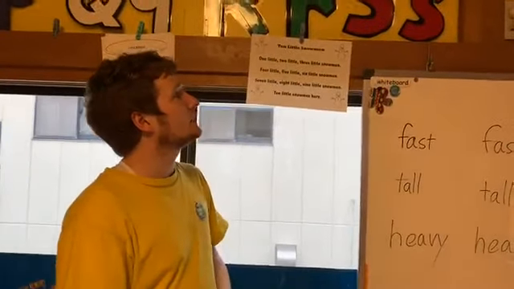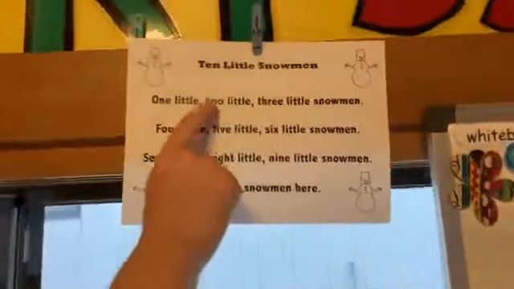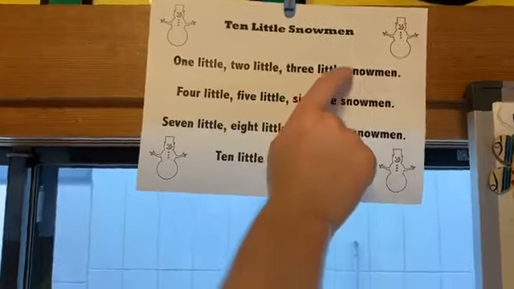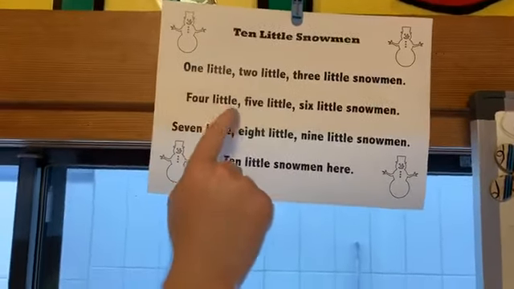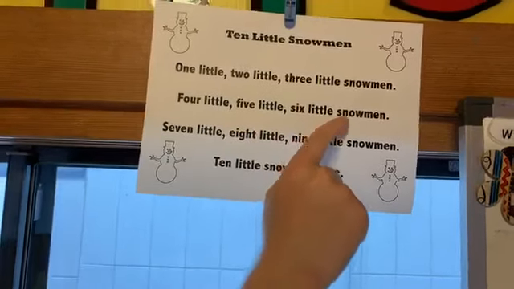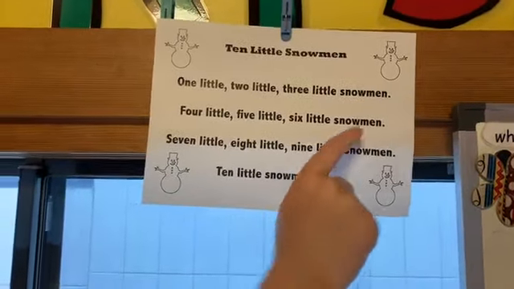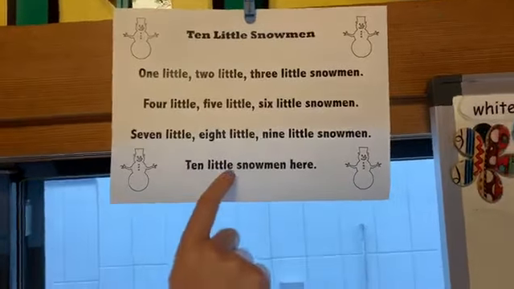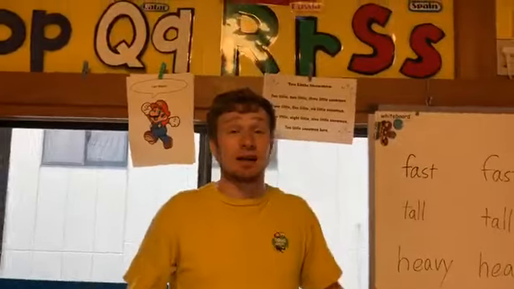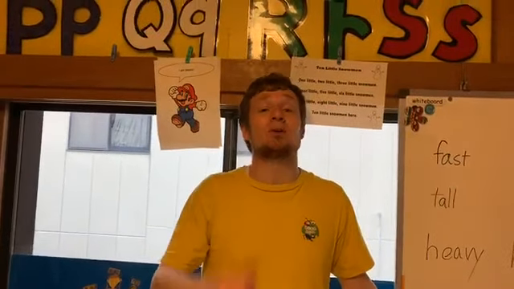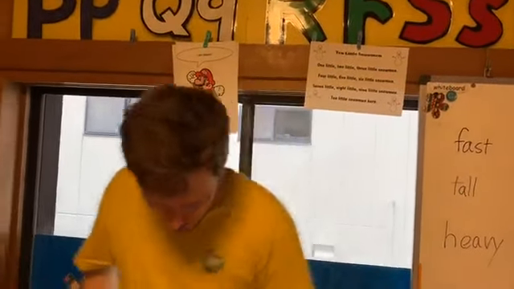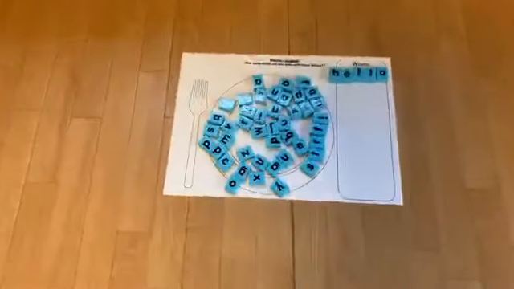So here we go, everyone. One big, two big, three big carrots. Four big, five big, six big carrots. Seven big, eight big, nine big carrots. 10 big carrots here. What kind of song is that? That's pretty funny, but good job, everyone. Now, let's have a look at our alphabet spaghetti, everyone.